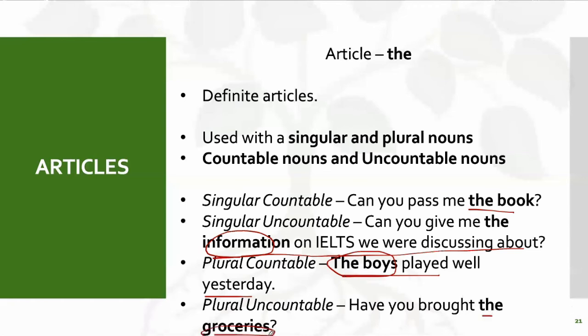Similarly, have you brought the groceries? Remember, groceries is an uncountable noun. You can't say one groceries, two groceries, whereas you can say one boy, two boys, right? So here also you're talking about a specific kind of groceries, and that's what you're asking this person, whether they bought that. So this is about the concept of using a and the.